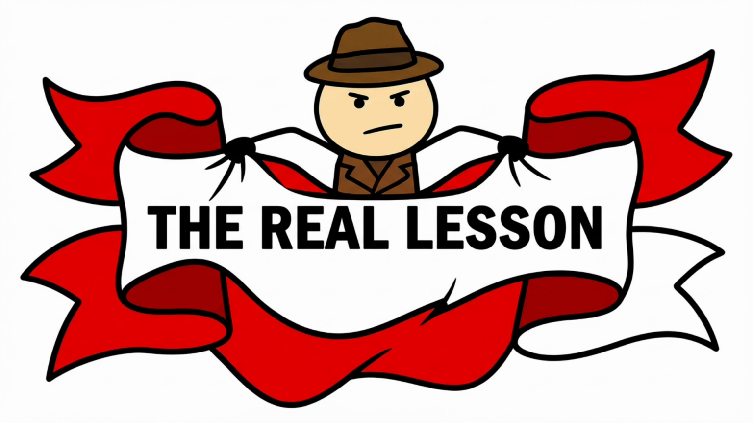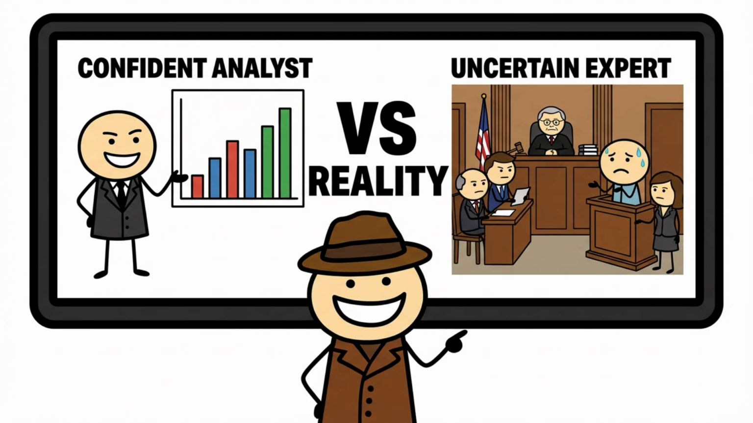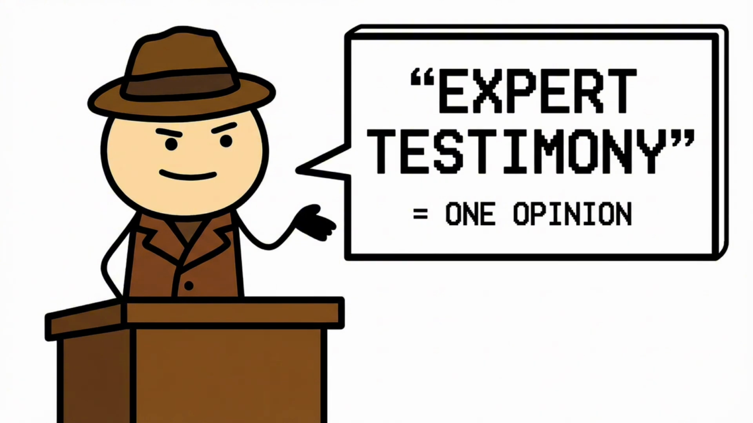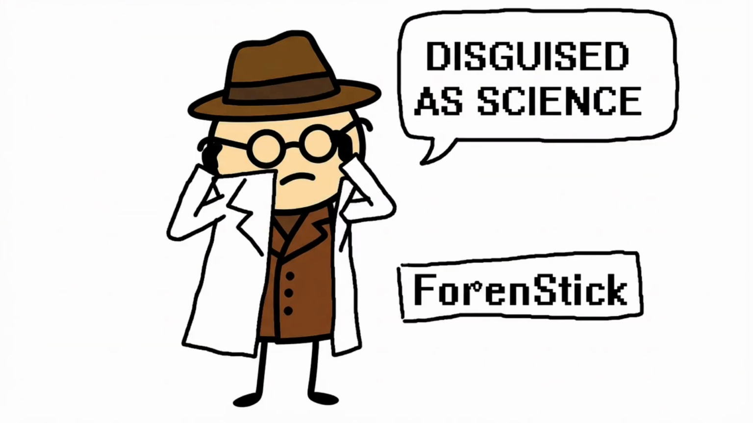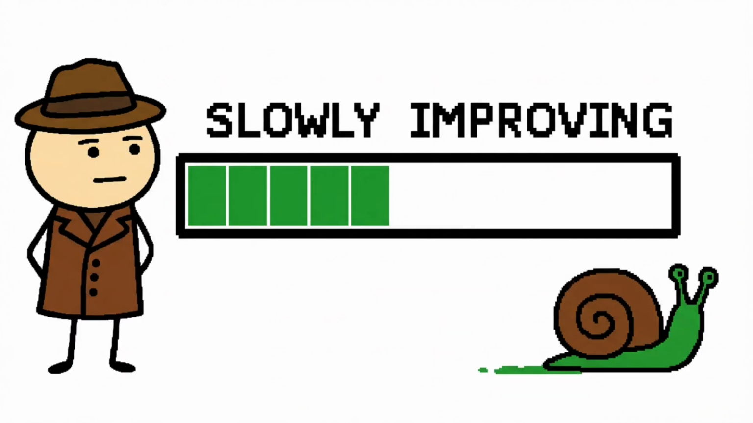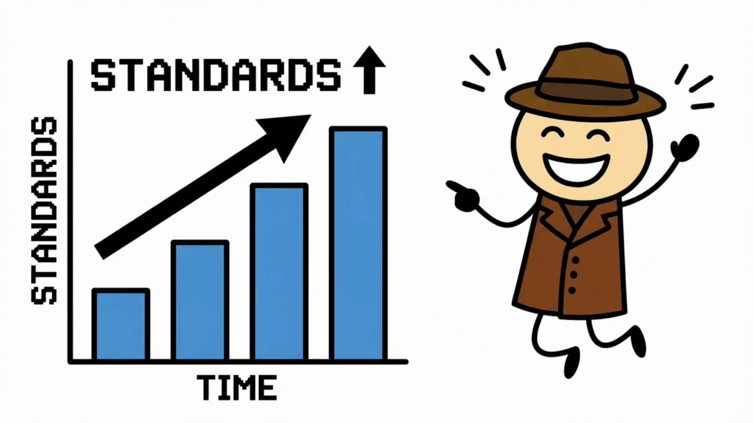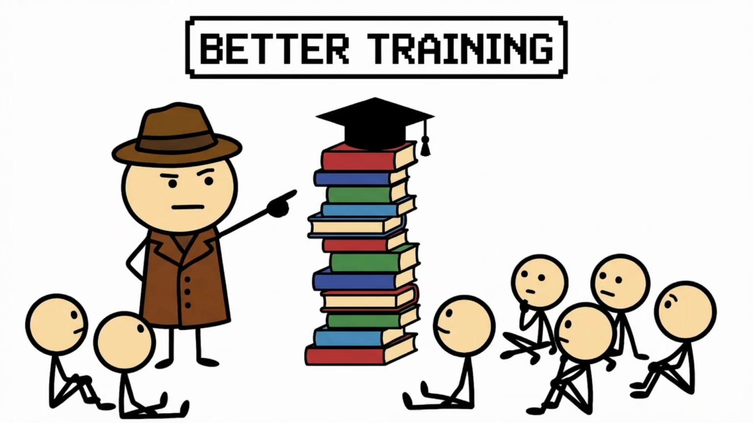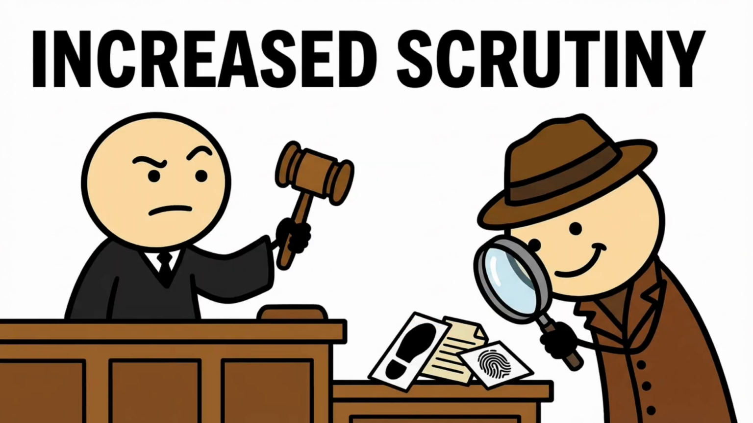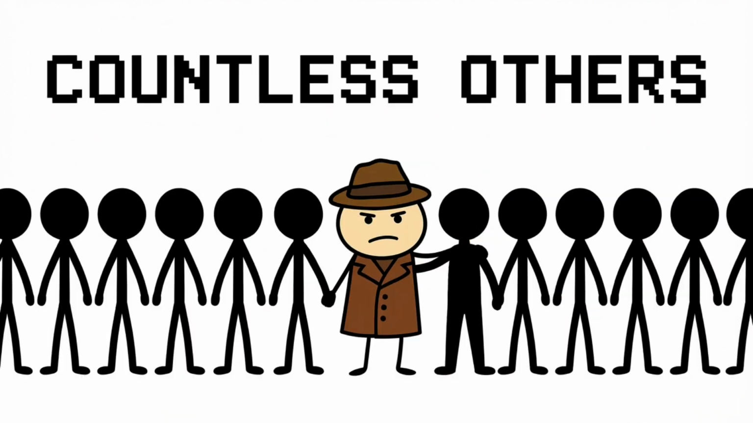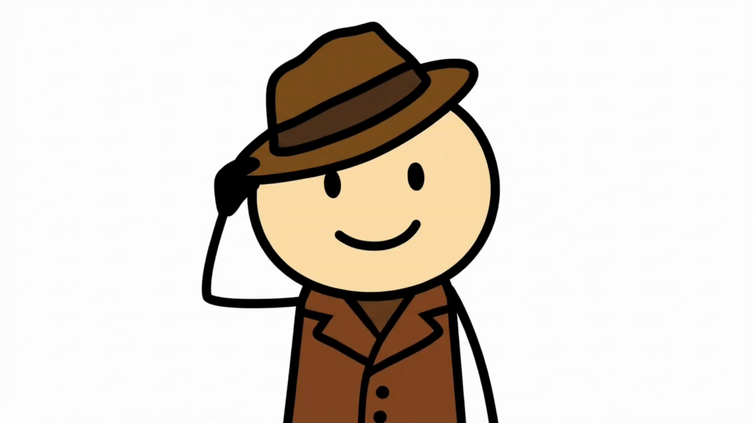The real lesson? Forensic science isn't always as definitive as crime shows make it seem. Sometimes expert testimony is just one person's opinion dressed up in scientific language. The good news is the system is slowly improving. Standards are getting stricter. Training is getting better, courts are more skeptical, but for Joe Bryan and countless others, those reforms came too late.